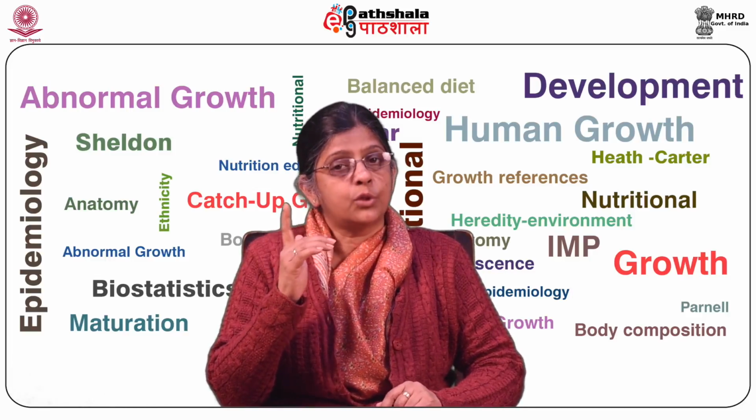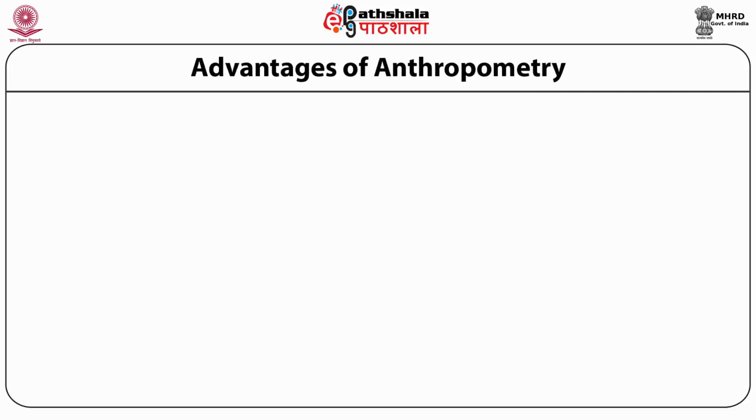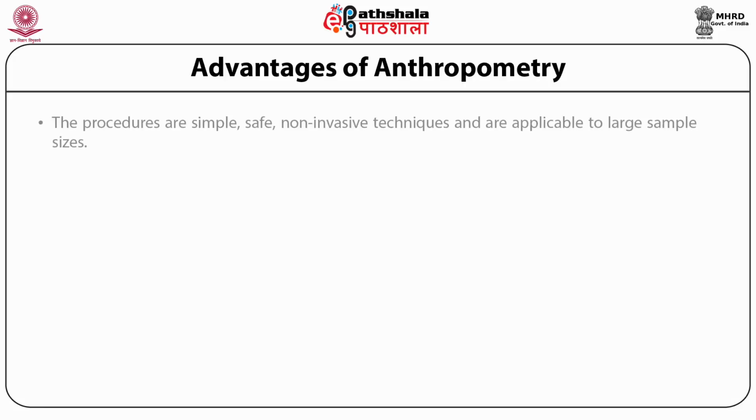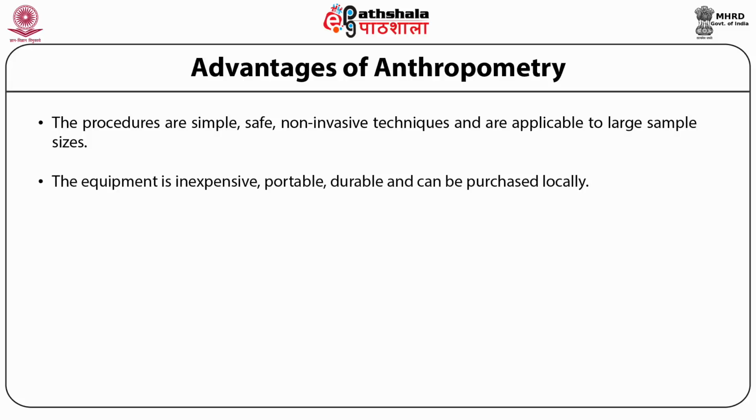All adult males with a waist hip ratio of greater than 0.95 and women with greater than 0.80 will be identified as obese. Now, what are the advantages of using anthropometry for assessing the nutritional status both in children as well as in adults? First, the procedures are simple, safe, non-invasive techniques and are applicable to large sample sizes. Second, the equipment is inexpensive, portable, durable and can be purchased locally. So one can take it to the fieldwork easily without much problem.